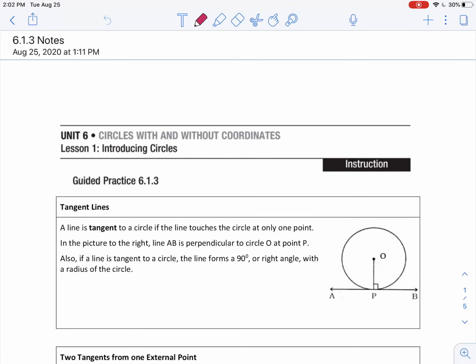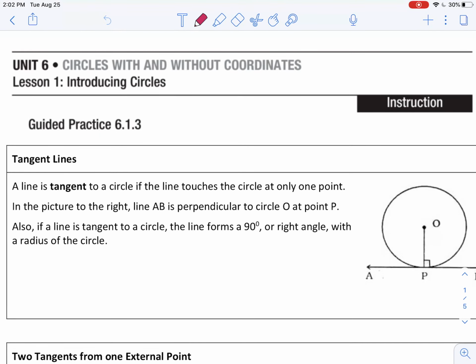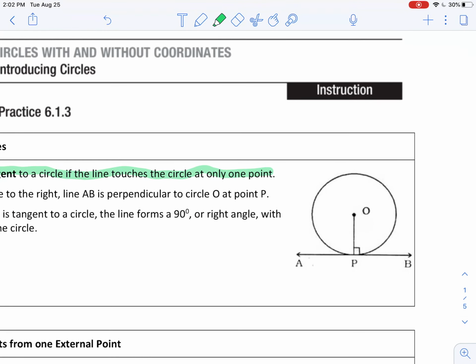Okay, in today's lesson, we're going to look at another property of triangles, and that is a line tangent to a triangle. So, let's just jump into it. A line is tangent to a circle if the line touches the circle at only one point. So in the picture to the right, line AB is tangent to circle O at point P.